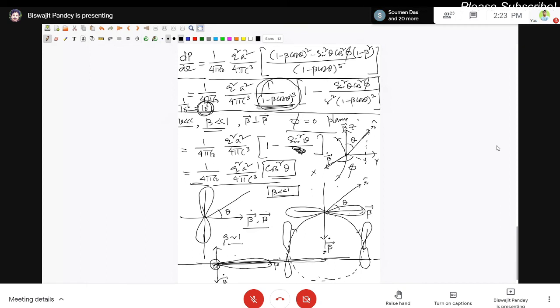So the radiation pattern which will arise from this charged particle in circular motion, where velocity and acceleration are orthogonal to each other, will look like this. And as you go to higher and higher velocity, as it approaches the speed of light, the forward lobe will extend up towards infinity, and the backward lobe will shrink almost to 0. So this is the radiation pattern. Okay, so we have discussed this.